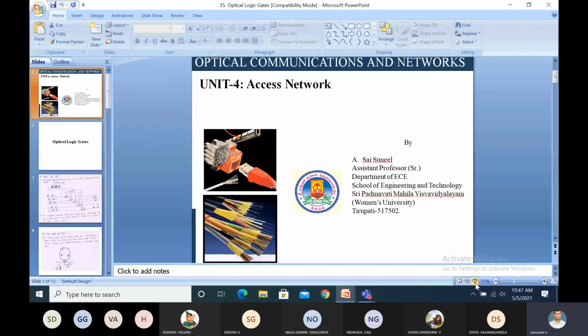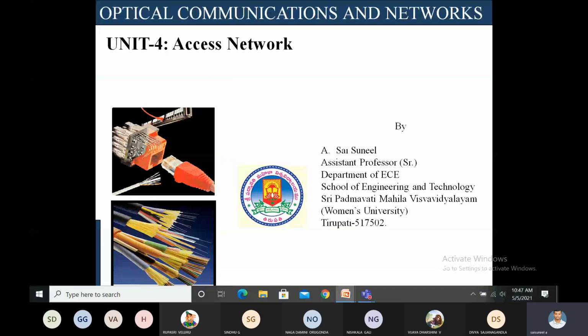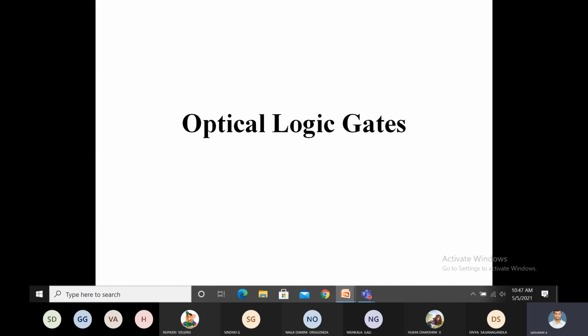Welcome to another section of optical communication networks, that is unit 4, access network. Today's first topic is optical logic gates.